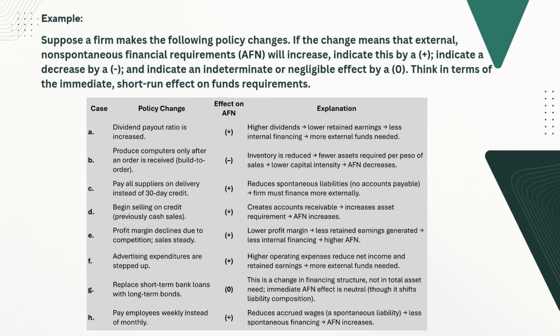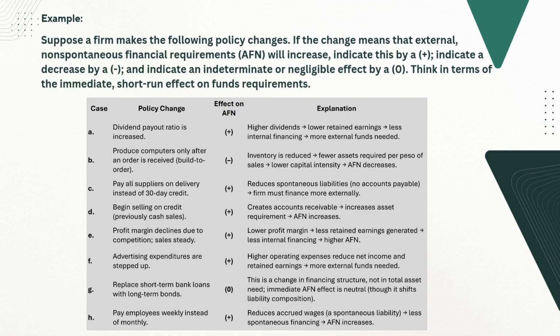And lastly, pay employees weekly instead of monthly. Paying weekly reduces accrued wages, which are a form of spontaneous liability. This means fewer short-term liabilities to help finance operations, so AFN increases. It's like paying all your bills weekly instead of monthly. Your cash leaves faster, and you might need to borrow in between.